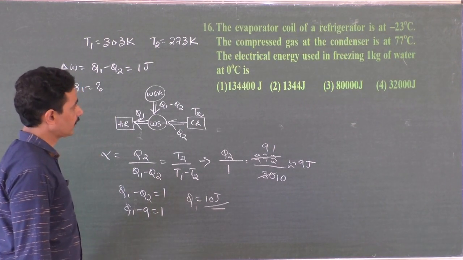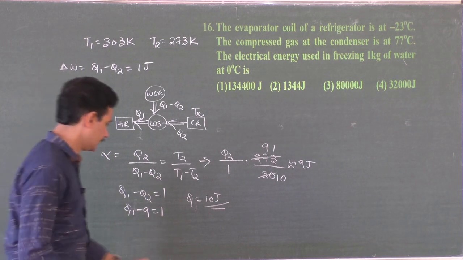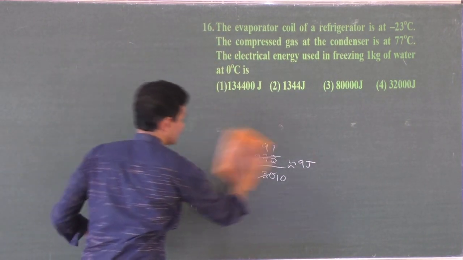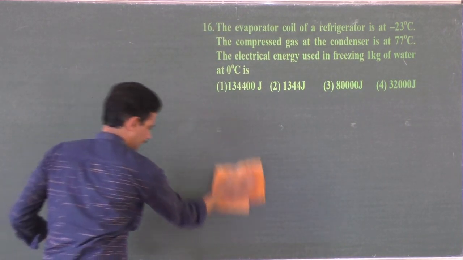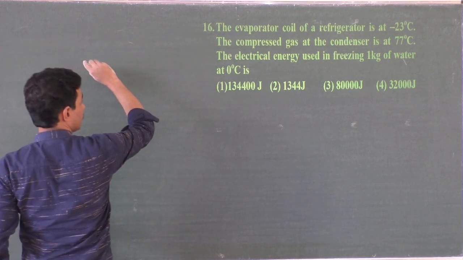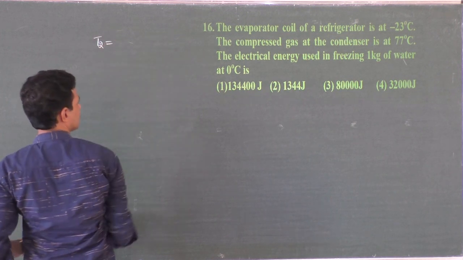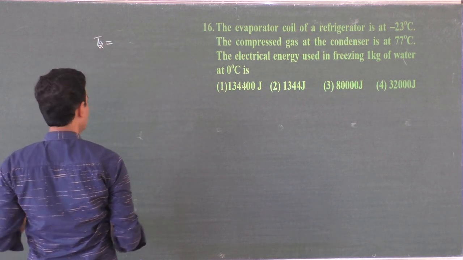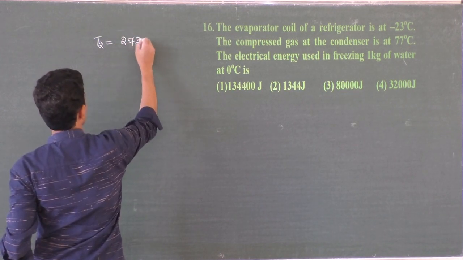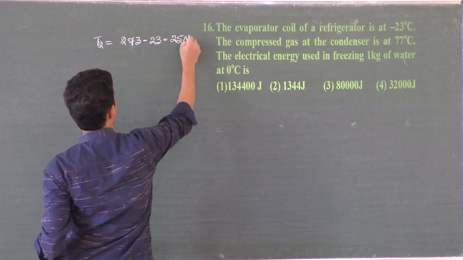The evaporator coil of a refrigerator is at minus 23 degrees Celsius. T2, temperature of the cold reservoir, minus 23, that is 273 minus 23, which is 250 Kelvin.